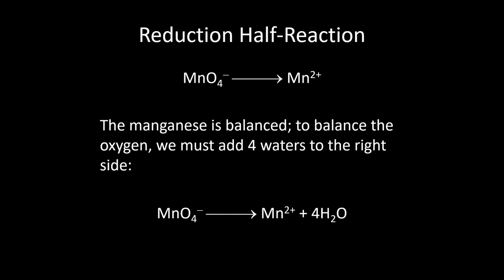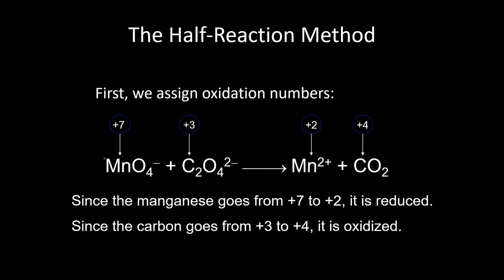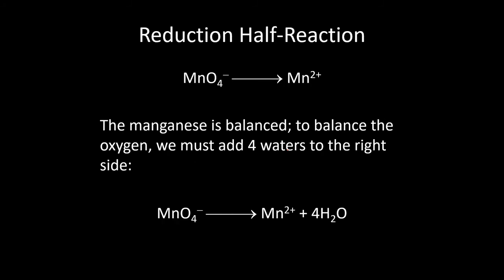We could do the same thing with the other half reaction. So if you remember, that was just 1/2 of this overall reaction that we're looking at here. So now we're going to look at the permanganate. So the permanganate goes to manganese 2+. So the manganese is already balanced. We don't have to worry about that. But the oxygen is not balanced. So to get the oxygen to balance, we're going to add water.